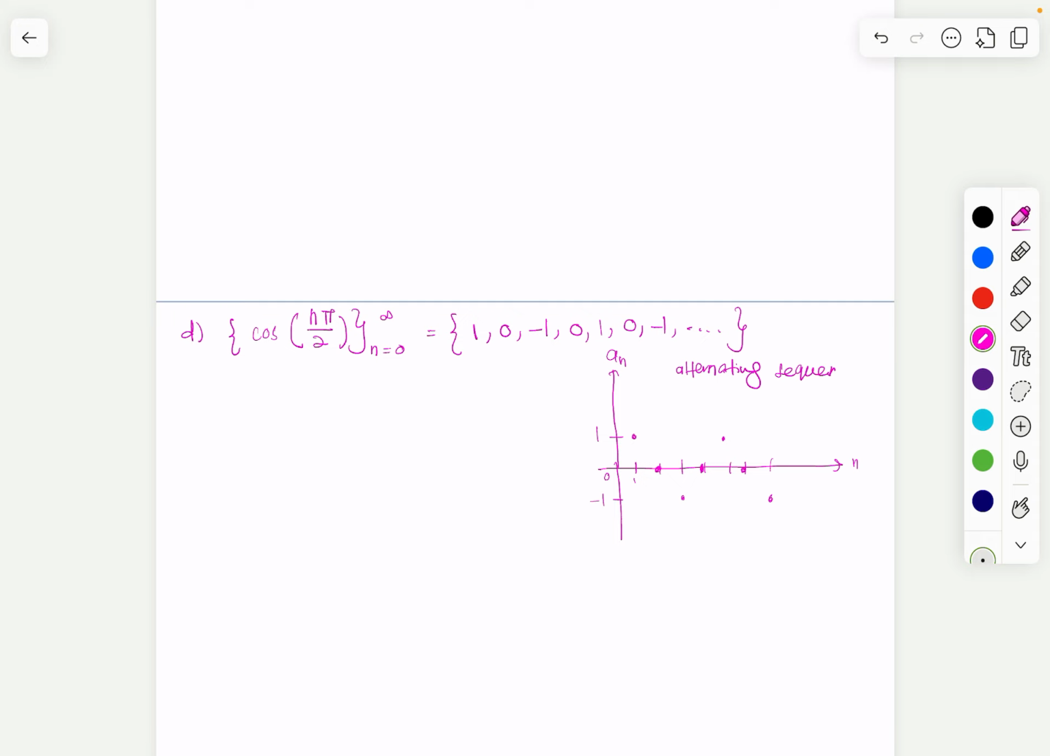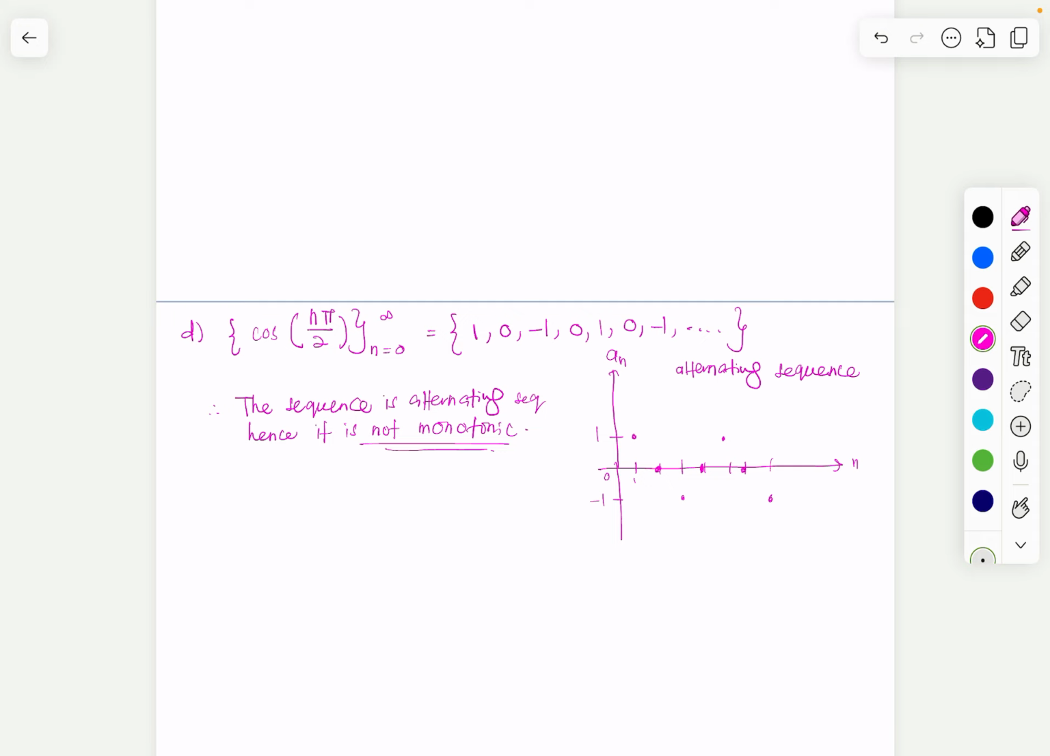So again, an alternating sequence is not monotonic because it has both decreasing and increasing parts. So you can conclude that the sequence is alternating, hence it is not monotonic. Okay, not monotonic. Okay, how about the boundedness?